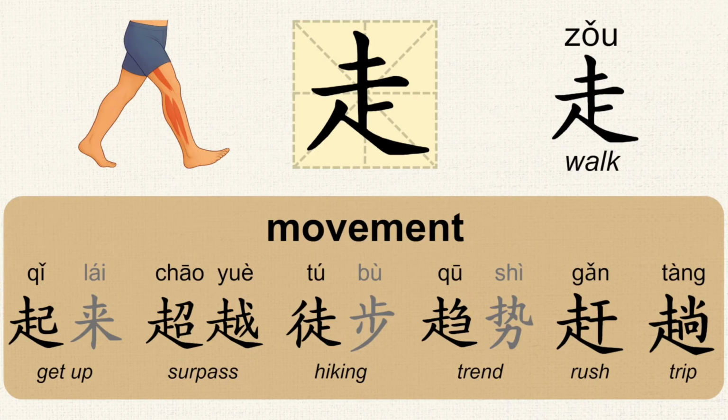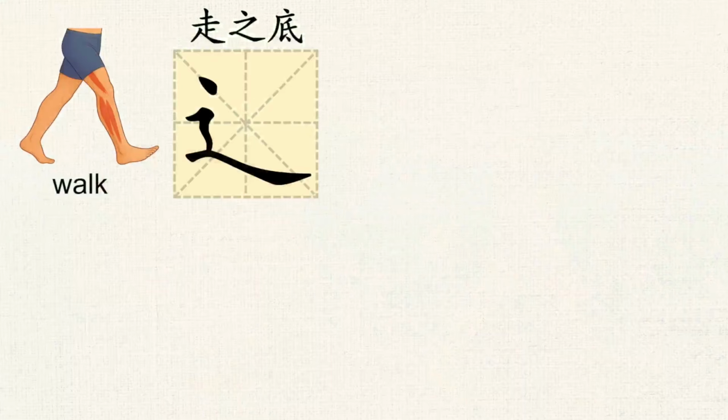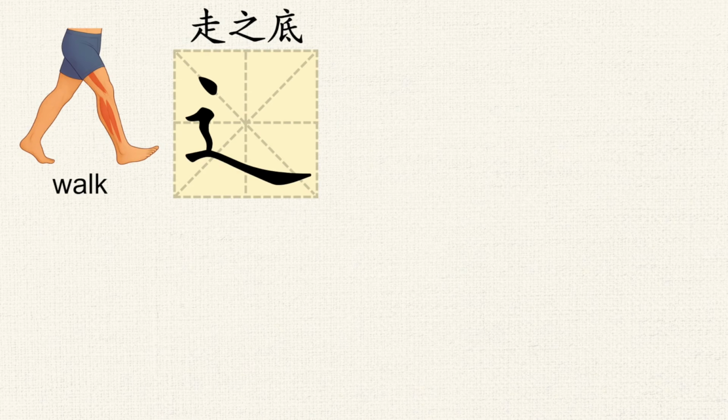赶 means to rush, for example 赶火车, which means to hurry to catch the train. And 趟 is the measure word for trips or the amount of times you go somewhere. For instance, 走一趟上海 means to take a trip to Shanghai. As promised, here's the other walking radical, 走之底. It's the radical form of the character 走 we just looked at, and as so often, the radical form is a lot more widely used.